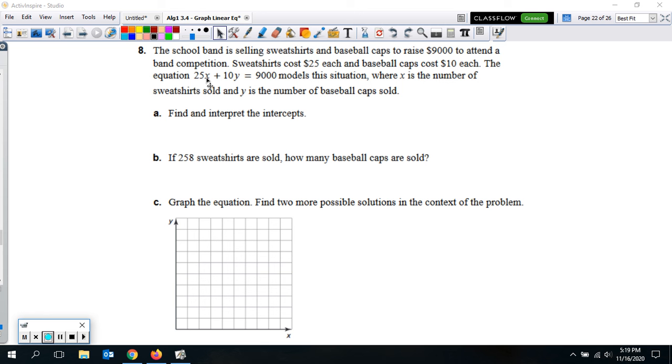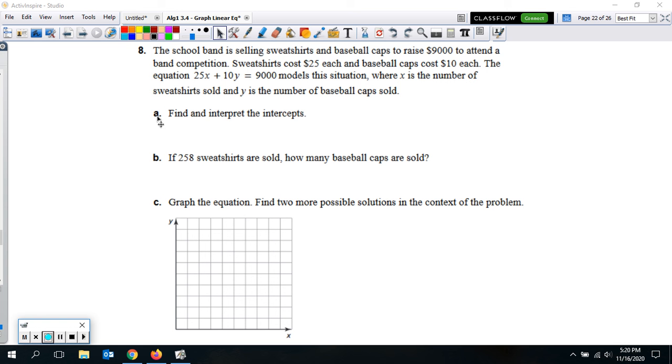It's the number of sweatshirts sold for x. It's the number of baseball caps sold for y. If we wanted to buy so many sweatshirts and so many caps, we can see how much it's going to cost. But we need to figure out here that 25x plus 10y is equal to 9,000. We need it to raise up to 9,000. That's why it's going to equal 9,000 here.